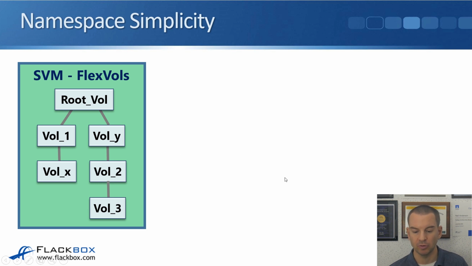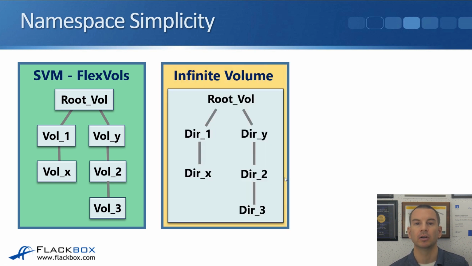So that's with FlexVols. Then let's say that we configure an infinite volume, and we could build the same directory structure here, but rather than using separate volumes, we are using separate directories inside that one infinite volume. So when we were using FlexVols, we had 1, 2, 3, 4, 5, 6 volumes to manage. Now we've just got a single volume to manage. It's got a lot of data in there, which is more than we could fit into a single aggregate, but we can do that with a single volume now by using an infinite volume.